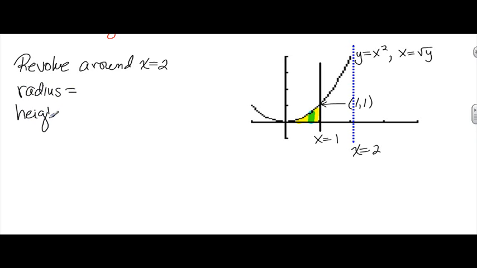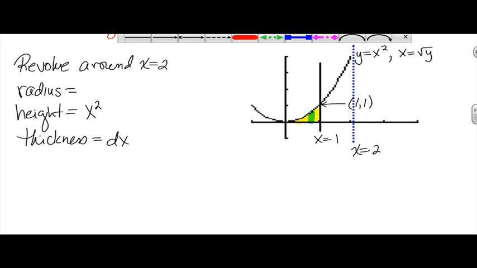Okay, thickness is dx. Height is x squared, because it's the height of that slice, top minus bottom. So it's like x squared minus 0, but writing minus 0 doesn't do anything for us. Now the radius this time needs to be measured from x equal 2, from x equal 2 back to the slice. So this time the radius is 2 minus x.